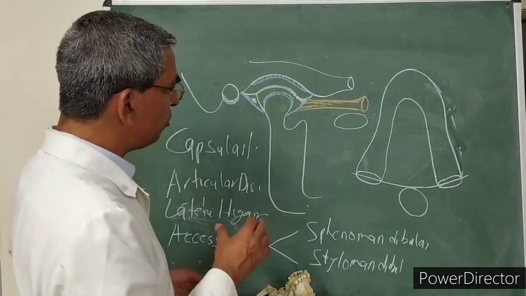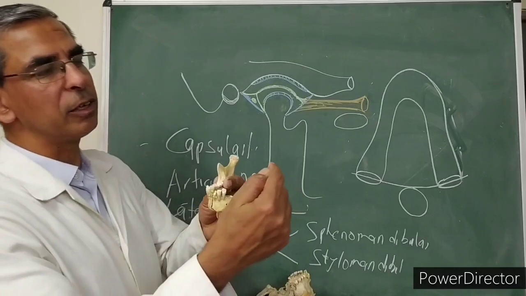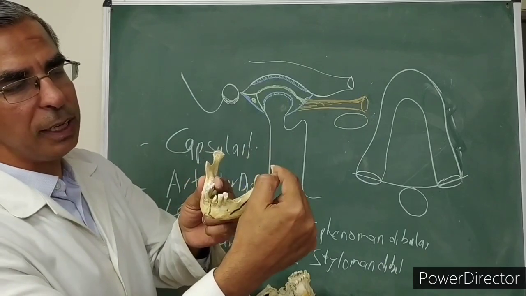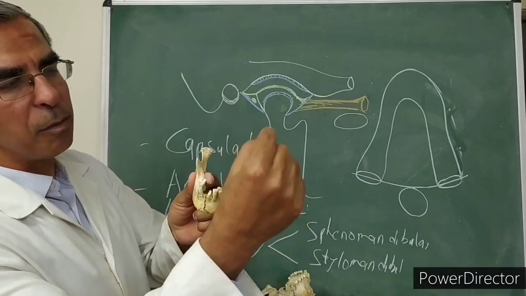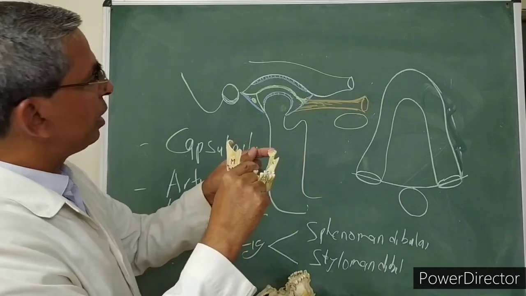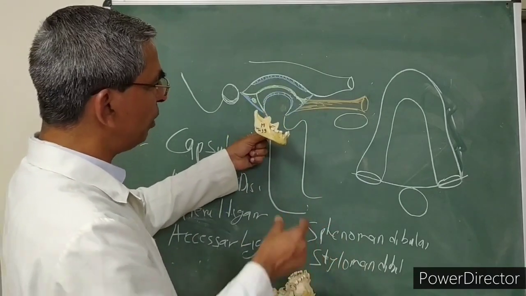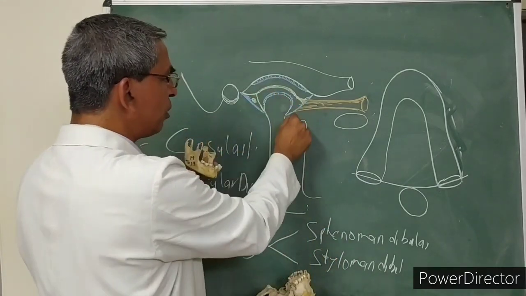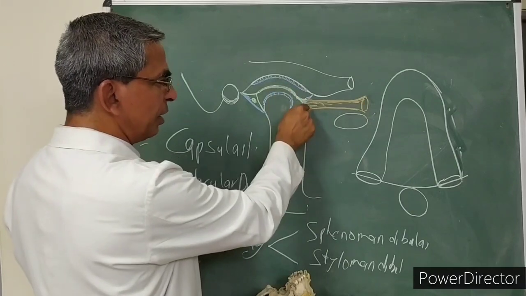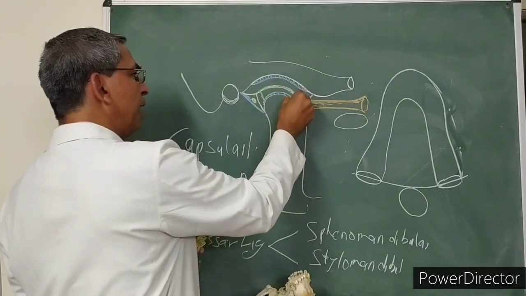Now this disc is important because it is also attached to the medial and lateral ends of the condyle of the mandible by two thick fibrous bands. So what happens? The whole disc and the condyle of the mandible glide anteriorly during the opening of the mouth. When we see the movement, the head of the mandible and the disc glide anteriorly in the upper compartment. Clear? That is why this disc is attached by the thick bands, anterior and posterior.